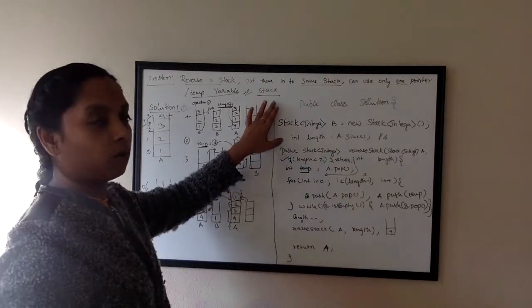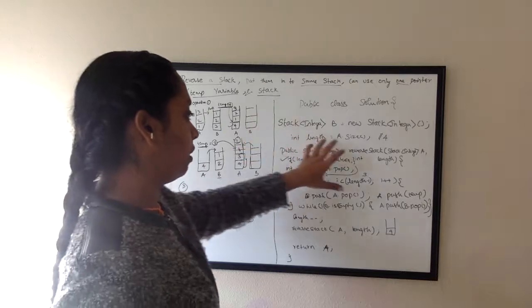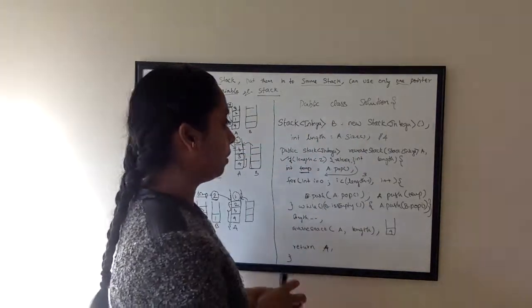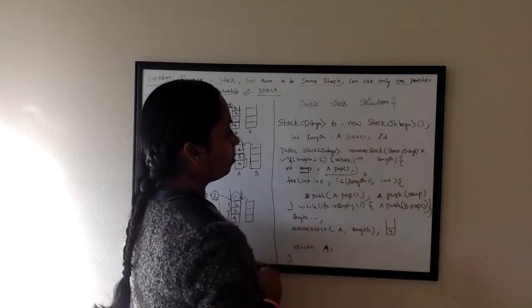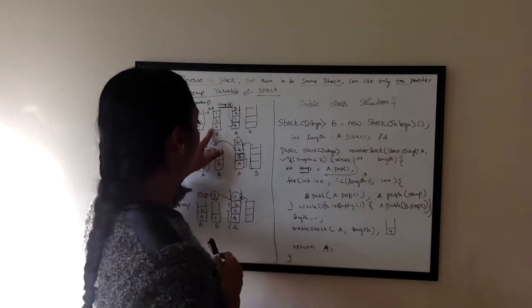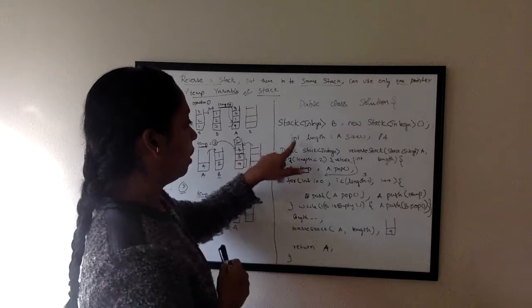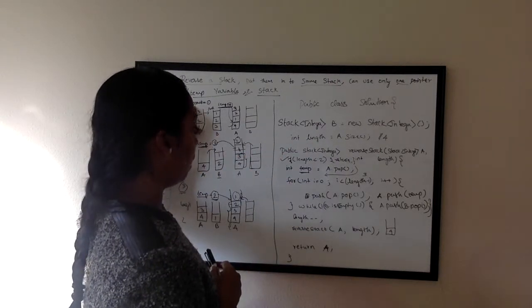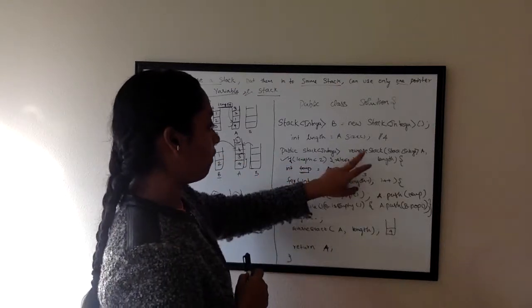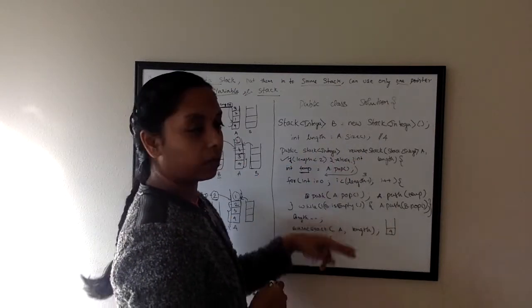So let's come to the coding. I have already written the code to reduce the timing. So I have a stack B, created as a new stack. The length of this is the size of stack A, and I have a method. So I'm going to do it in a recursive call.